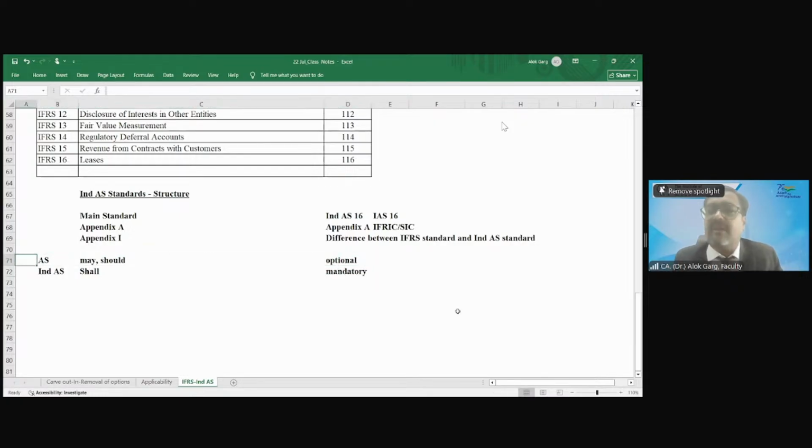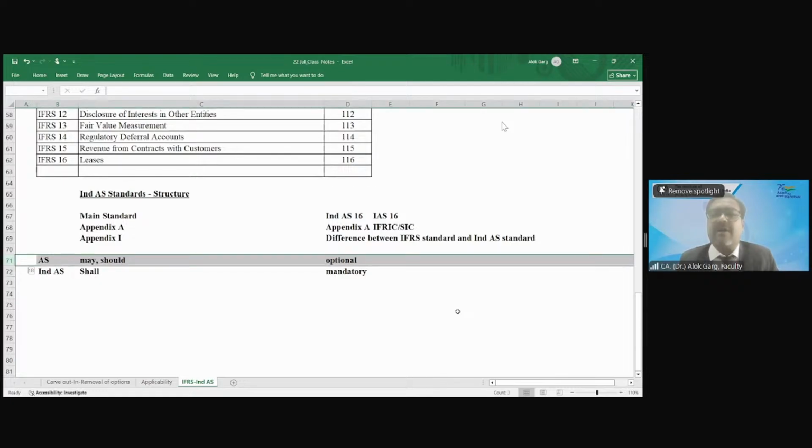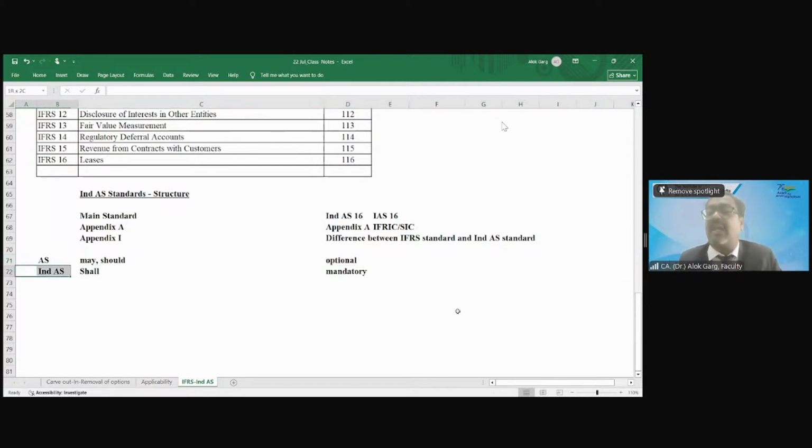Friends, if I talk about Ind AS and IFRS, our accounting standards were very limited, small, limited. But in accounting standards, even the words used were may, should. But in Ind AS, the word used is shall. What is the difference between may, should, and shall? May, should represents a choice, an optionality, an option. It seems like choice, option.